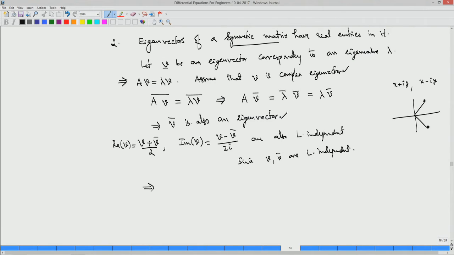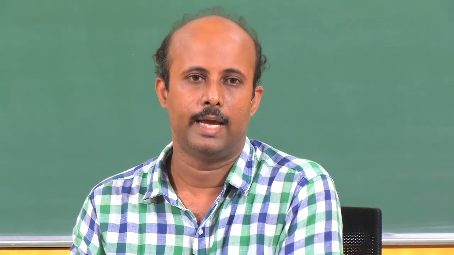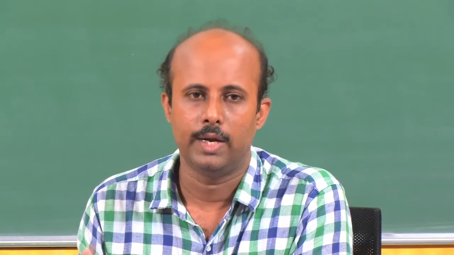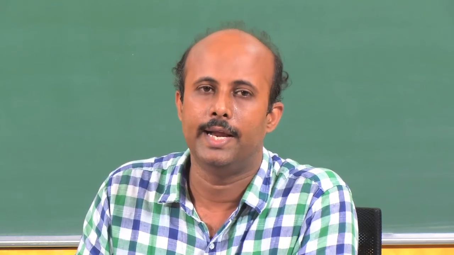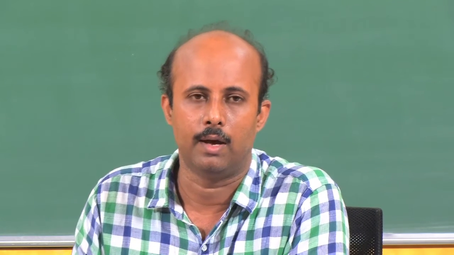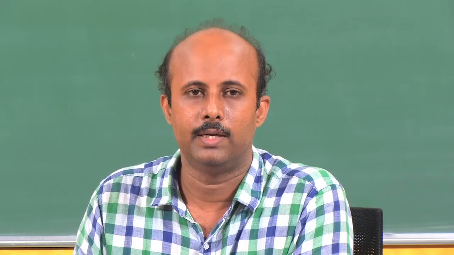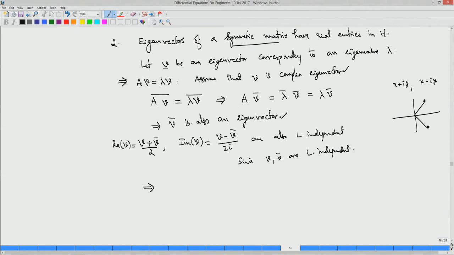So, that means if you have an eigenvalue corresponding to a symmetric matrix, it may have a complex eigenvector, which means V bar is also an eigenvector. So, that means it has two linearly independent eigenvectors corresponding to the lambda, and if you take the real part and imaginary part, they are also linearly independent. So, what you have is the real part of V, you call this V1, okay, and this is V2.